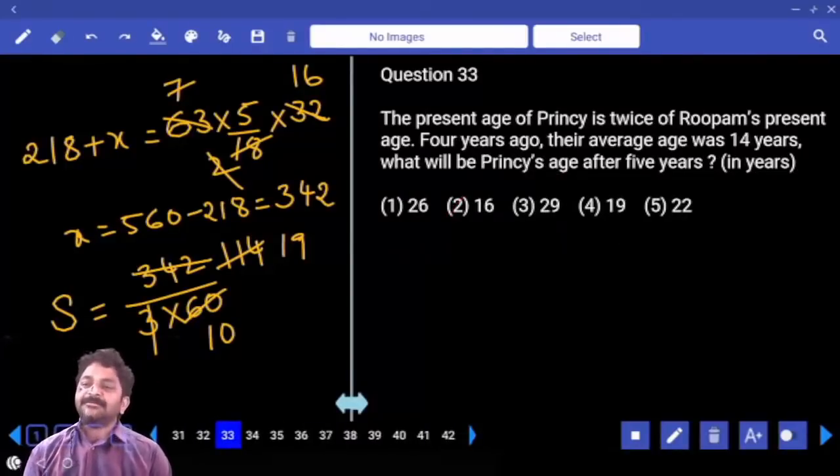The present age of Princey is twice of Rupam's present age. 4 years ago, their average was 14 years. What will be Prince's age after 5 years? Odd number. Two options are there.